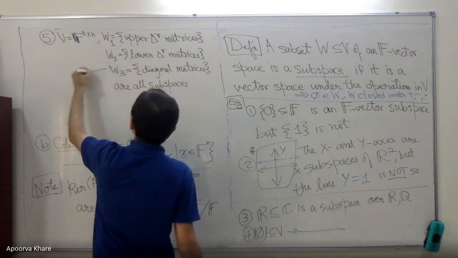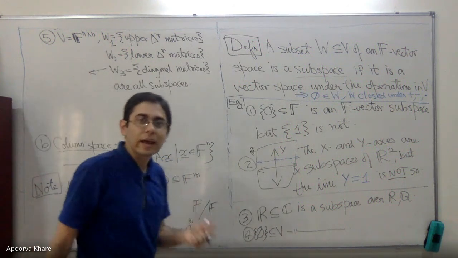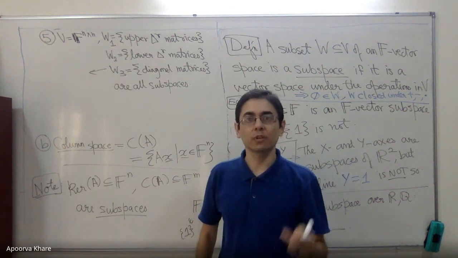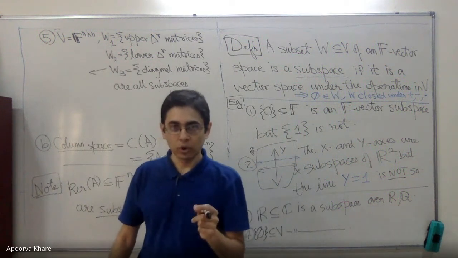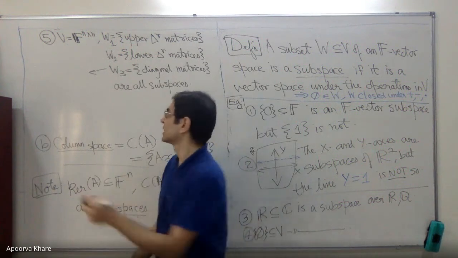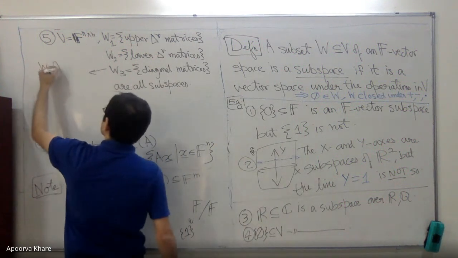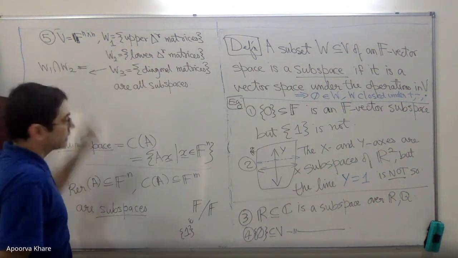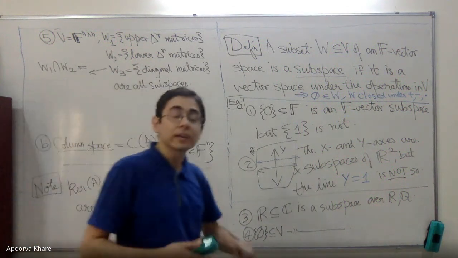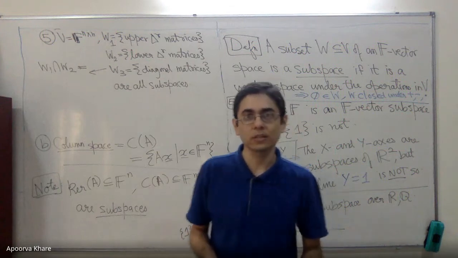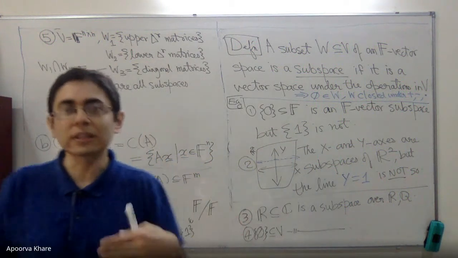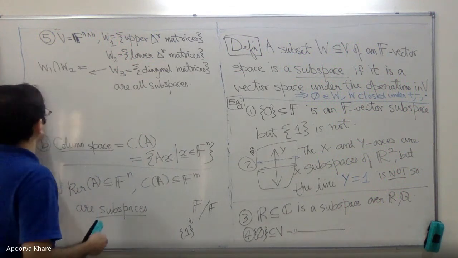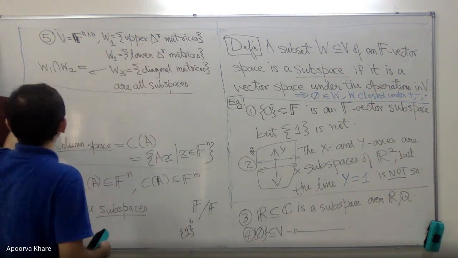Note here that W3, the diagonal matrices, are, if you did the homework, precisely the matrices which are both upper triangular and lower triangular. And so this is exactly equal to W1 intersect W2. That's a very useful recipe to create additional subspaces from older ones: you intersect some subspaces, you still get a subspace. We will get to that. Okay, that was example 5. You can verify this, and there's nothing much to do.